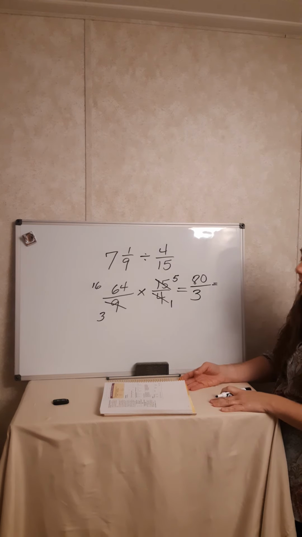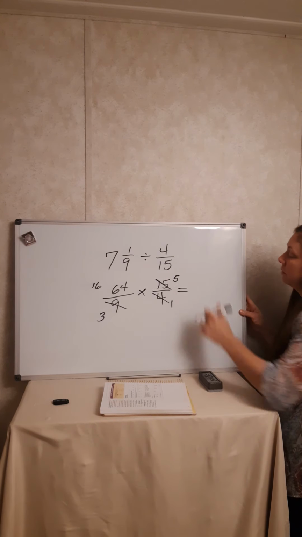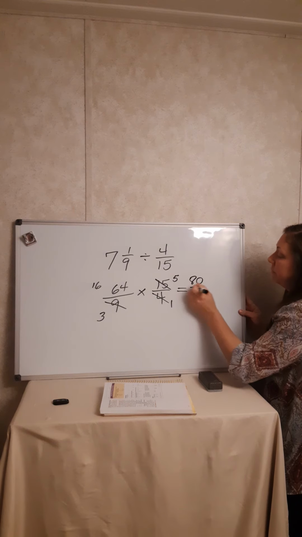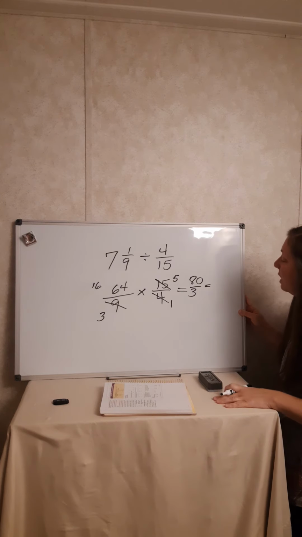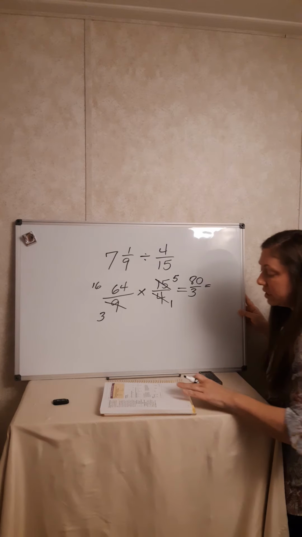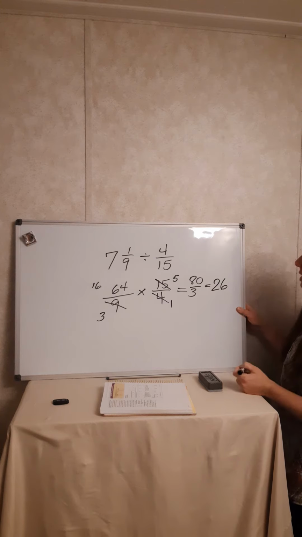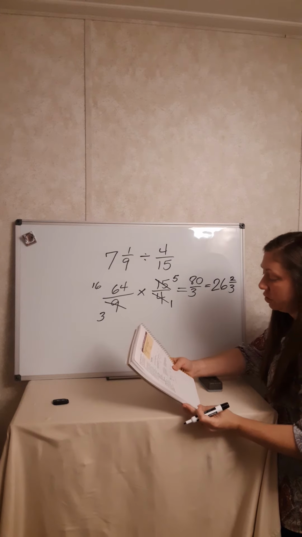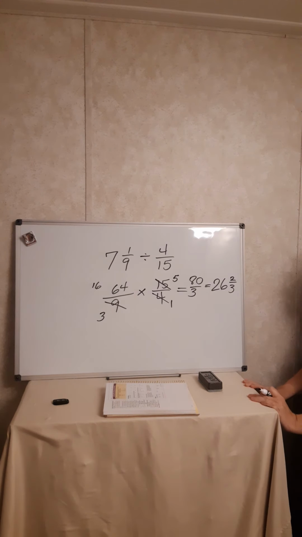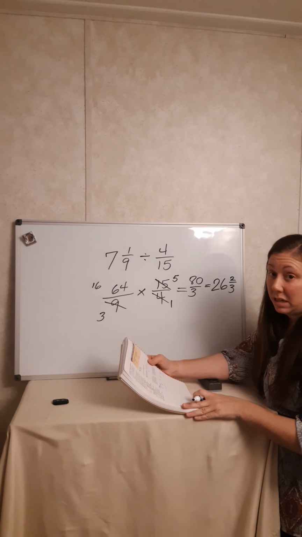Obviously, that is an improper fraction. Matter of fact, I'm going to write it a little smaller so I have a little bit more room here. So 80 over 3. 80 divided by the 3, or 3 divided into the 80, however you want to say that, is going to actually give us 26 and 2/3. And that will be our final answer. 26 and 2/3. Okay, and just so you guys know, that was 3C.